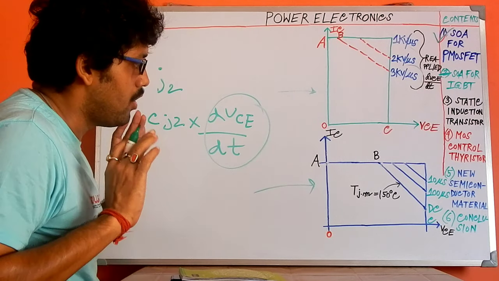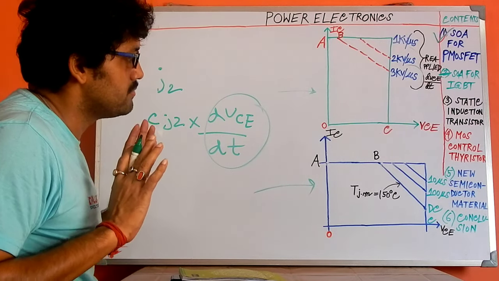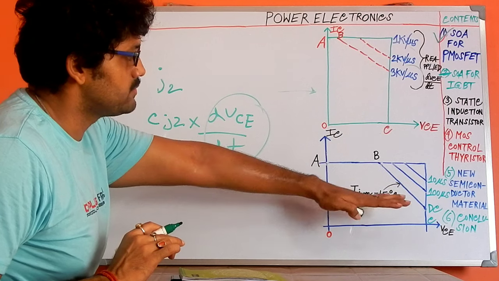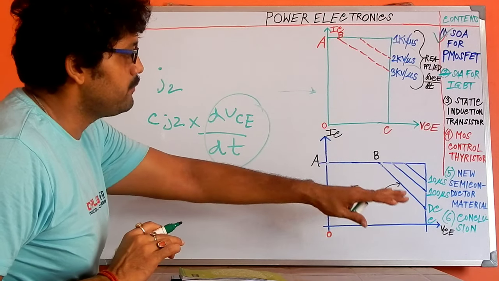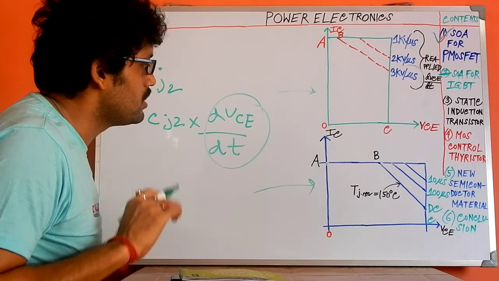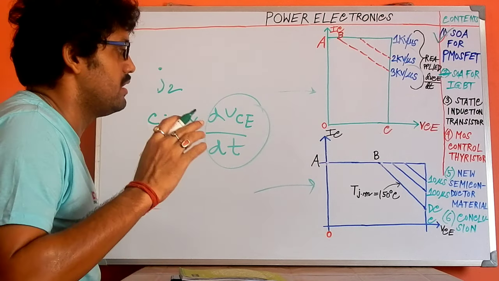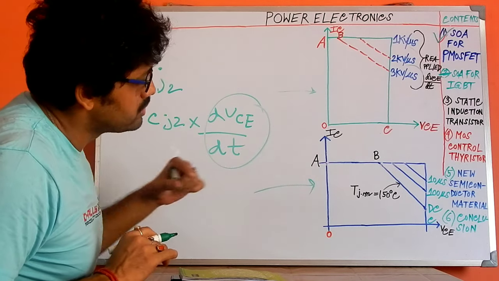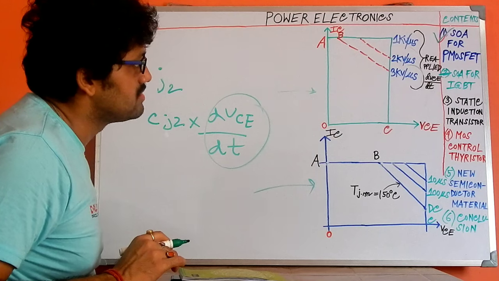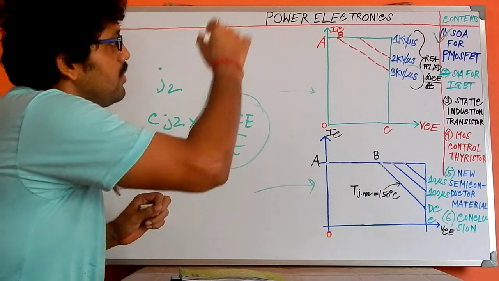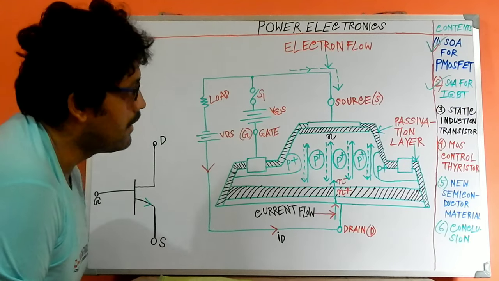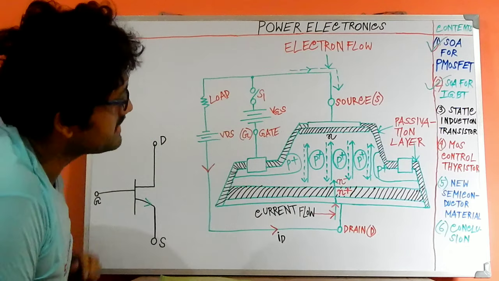And all these operations are very, very important because we need to concentrate on the temperature perspective also, because if we increase the temperature uncontrollably, then the junction temperature is not within our limit, and we cannot control the voltage or current within our range, and that may damage the overall IGBT device. So this is the overall explanation of the safe operating area for IGBT operation. So next on our chart is the static induction transistor.